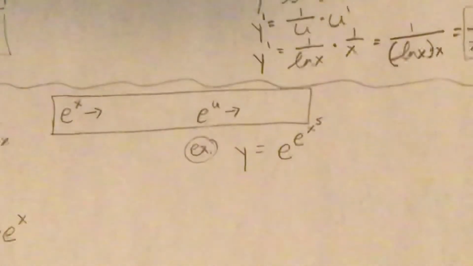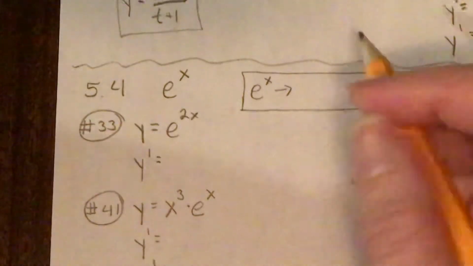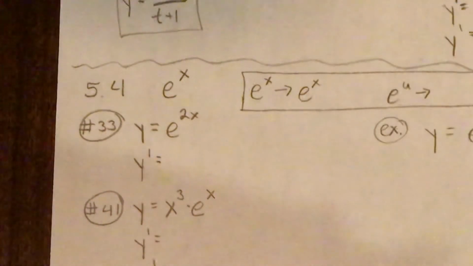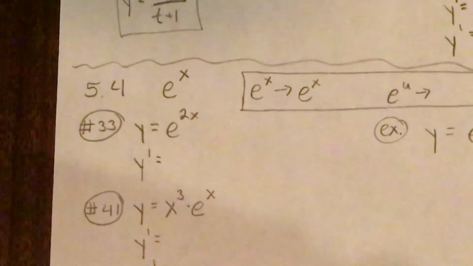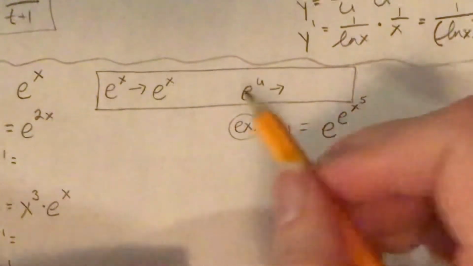Moving on to e to the x, this is 5.4. E to the x was one of our favorite derivatives because the derivative of e to the x is just e to the x. Of course, we're not going to just give you a problem that says y equals e to the x and have you take the derivative. We're going to give you something that involves a chain rule, product rule, something along those lines.